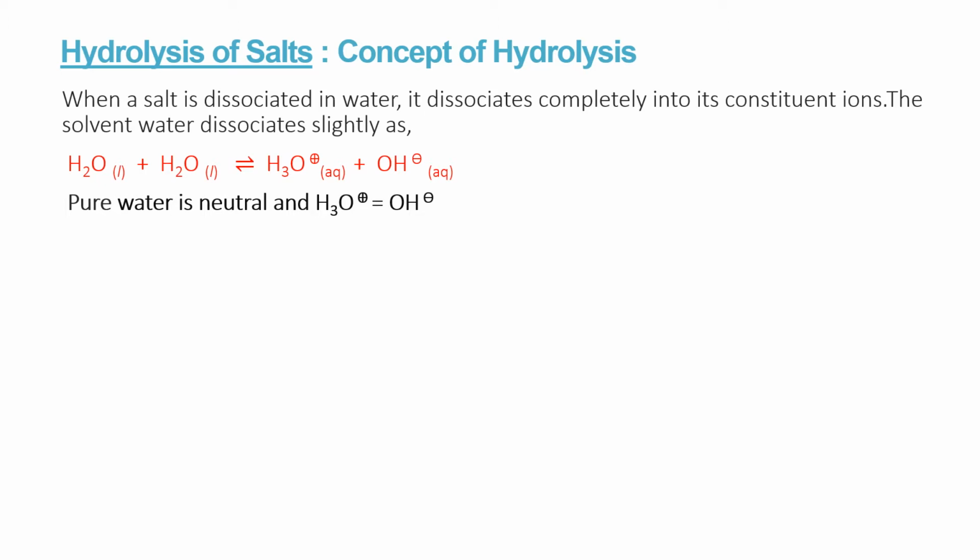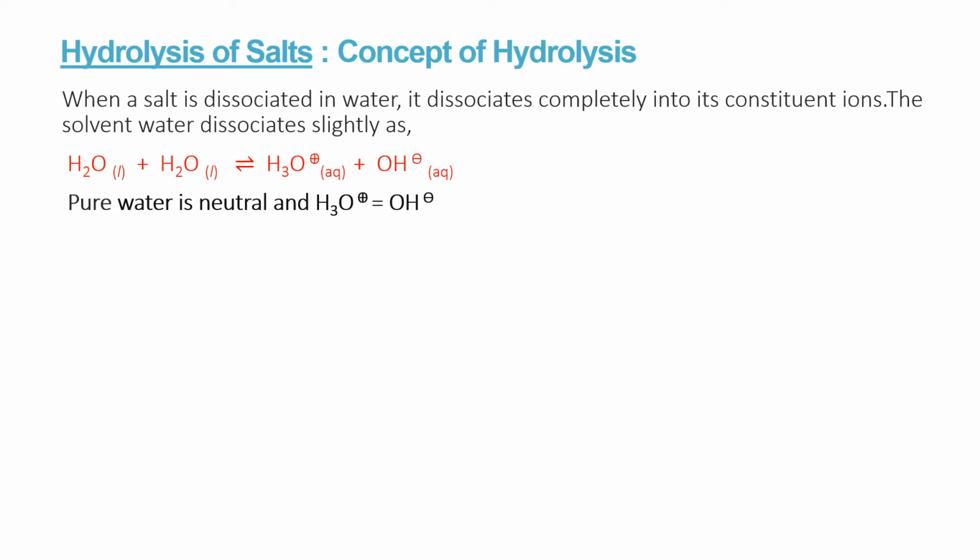Then see, the concept of hydrolysis means what? You take a salt and you add that salt in water. So what happens? Your salt is made up of cation and anion. So it completely dissociates in your solvent, that is nothing but in this case water. But at the same time your solvent, that is water, also dissociates as H3O+ and OH-. Now see, your water molecule is also dissociated into two ions, that is H3O+ cation and OH- anion.